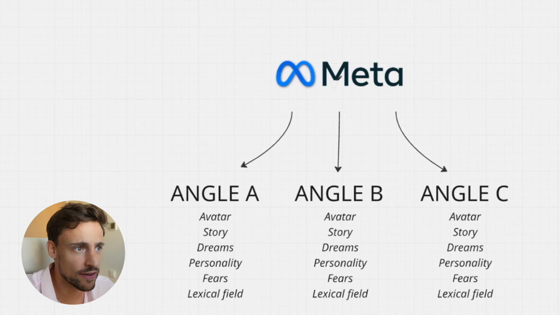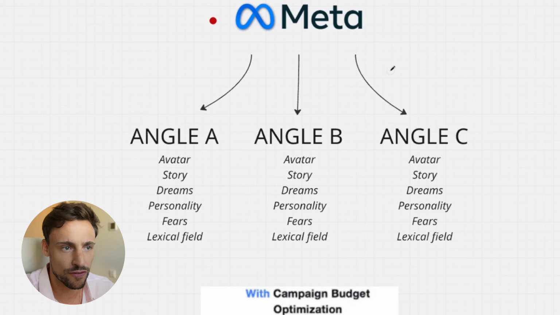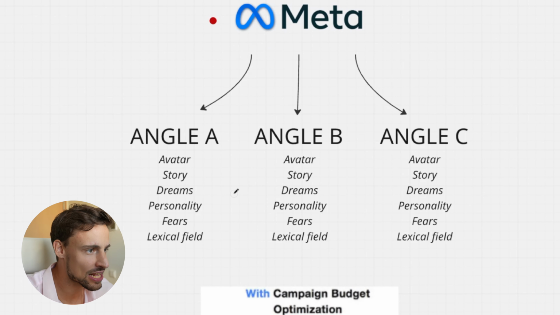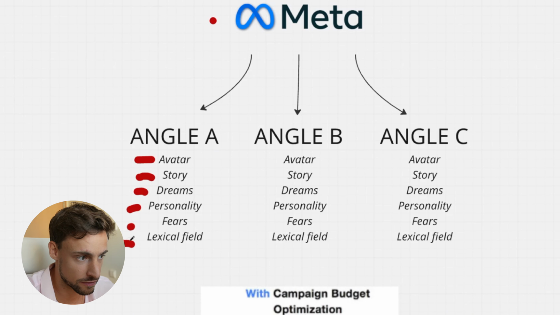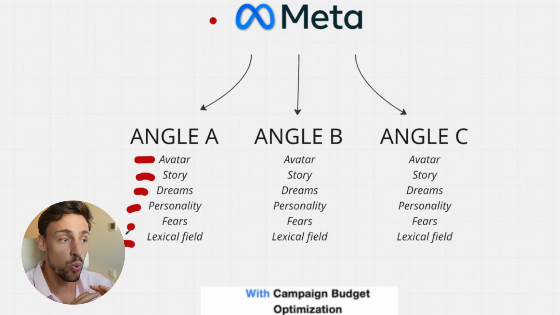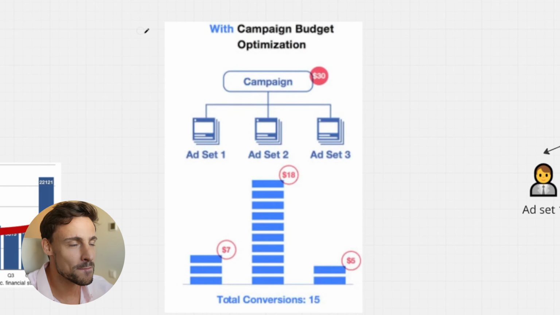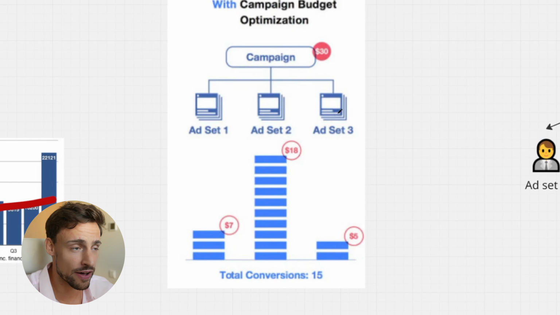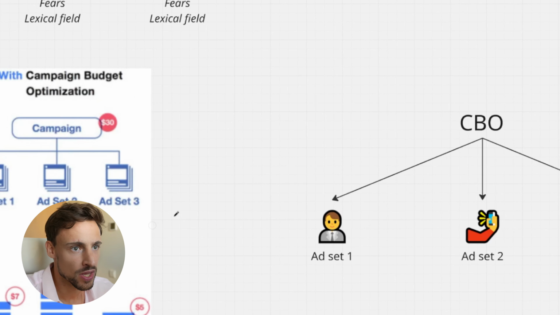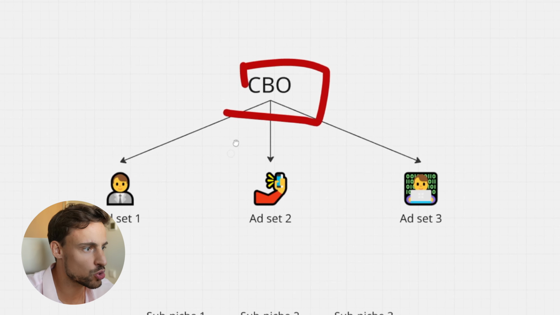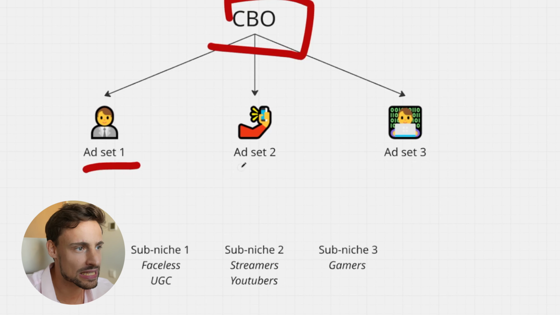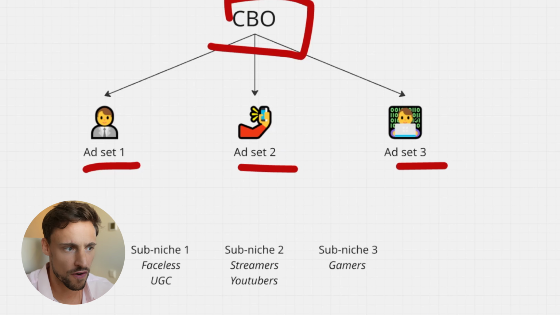Now, when you push your creative on Meta, you want to divide your different angles, A, B, and C, in different ad sets. Each ad set will target a specific avatar, story, dreams, personality, fears, and even using a specific lexical field. Because yes, the startup founder will not speak the same way as the remote employee or as the content creator. And after, Meta will decide which ad set, which avatar it's going to push with its algorithm and make the most of the sales. So when you do your CBO, you want to target ad set 1, remote employee, ad set 2, content creator, ad set 3, startup founder for the example.